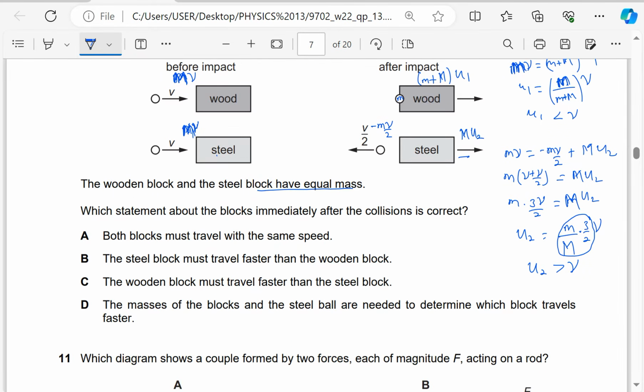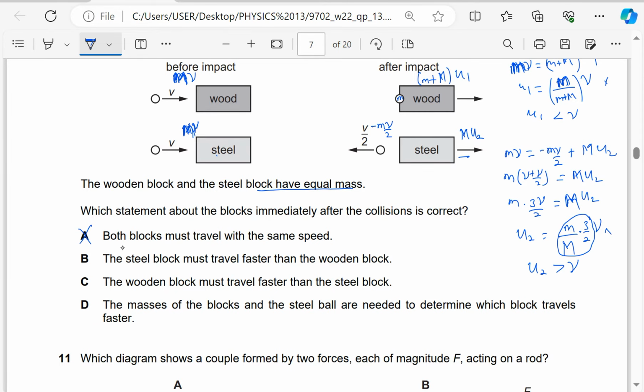Or alternatively, we can compare, because the question is, which statement about the blocks immediately after the collision is correct? The first one says the blocks must travel with the same speed. First of all, that is wrong because the two expressions are not the same. So that one is wrong. The steel block must travel faster than the wooden block.